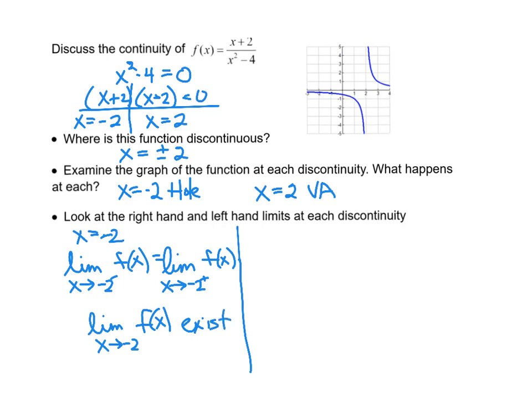Our problem, though, for continuity is that there's no function value at negative 2. So therefore, the graph is not continuous at x equals negative 2.